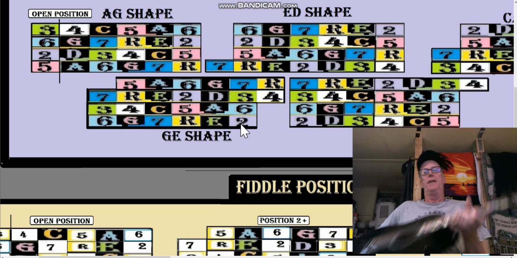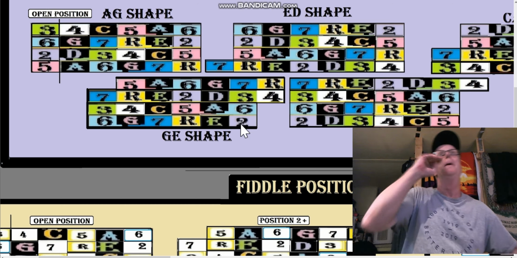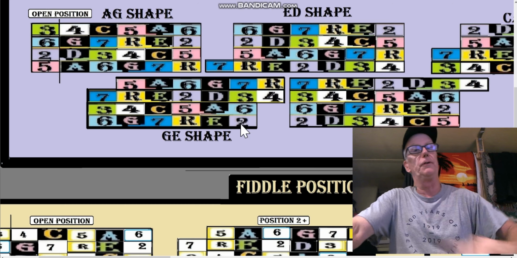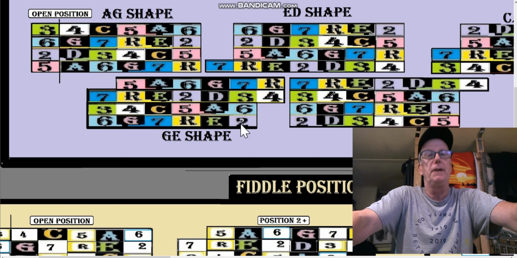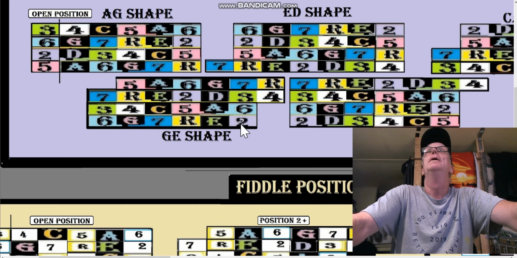Okay, that is what works for the guitar. We're going to find out what works for the fiddle. I'm going to find out, and I'm going to share it with you.